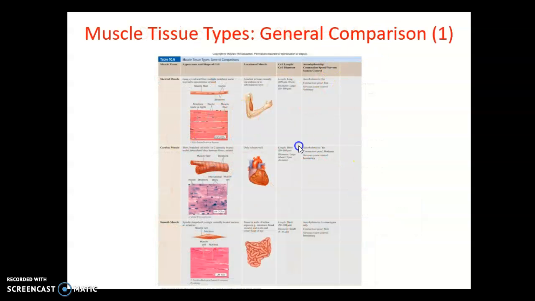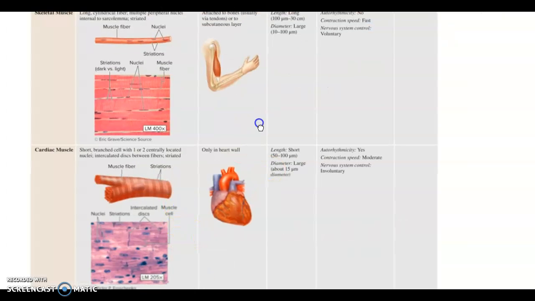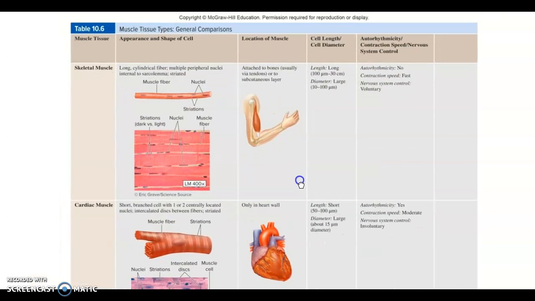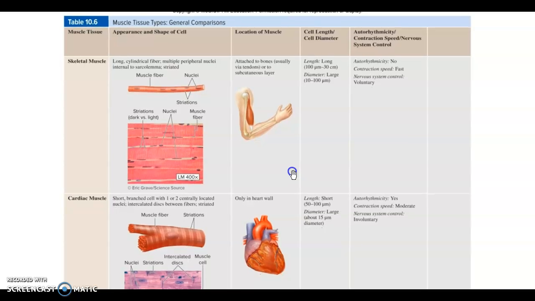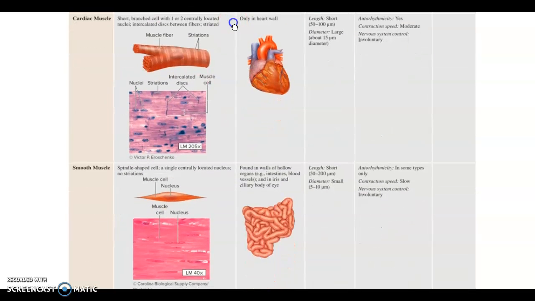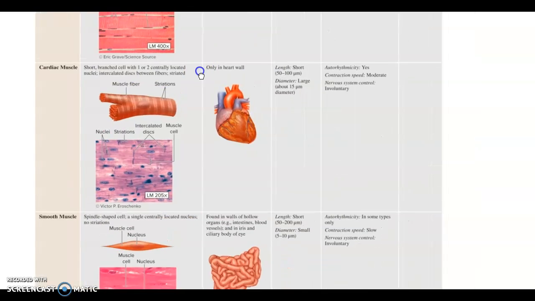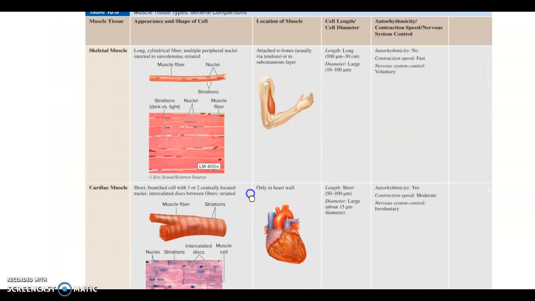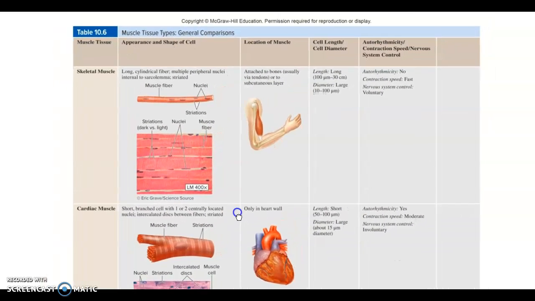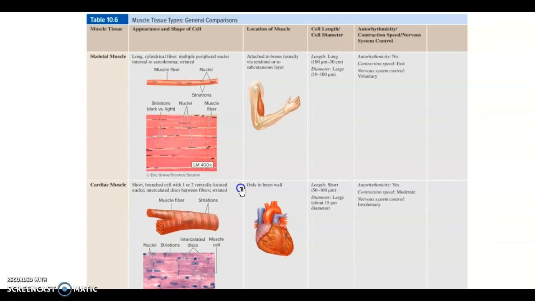So muscle tissue types. I use this in presentations in every class because it's very nice. These are the differences between skeletal muscle, cardiac muscle, and smooth muscle. Know this chart.